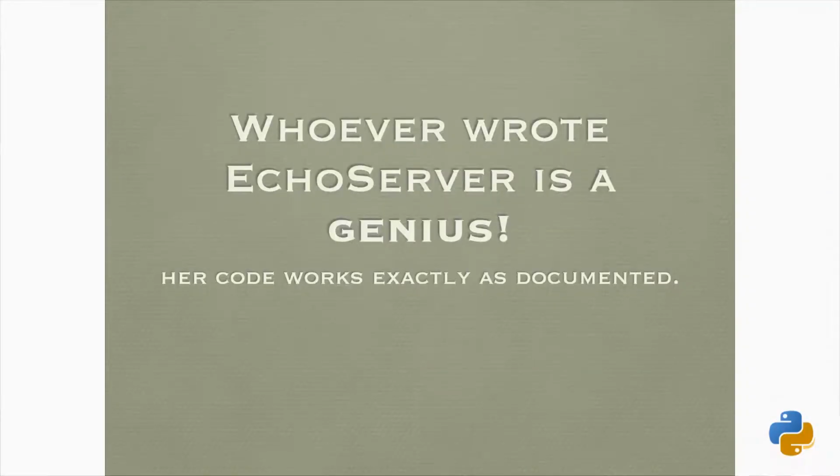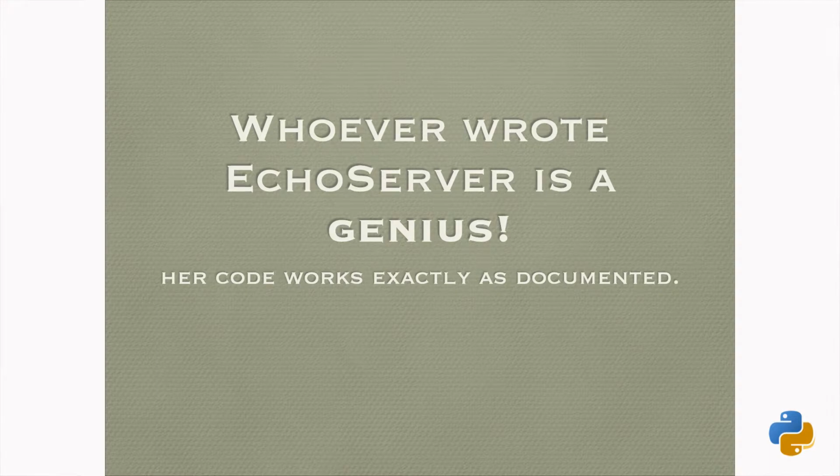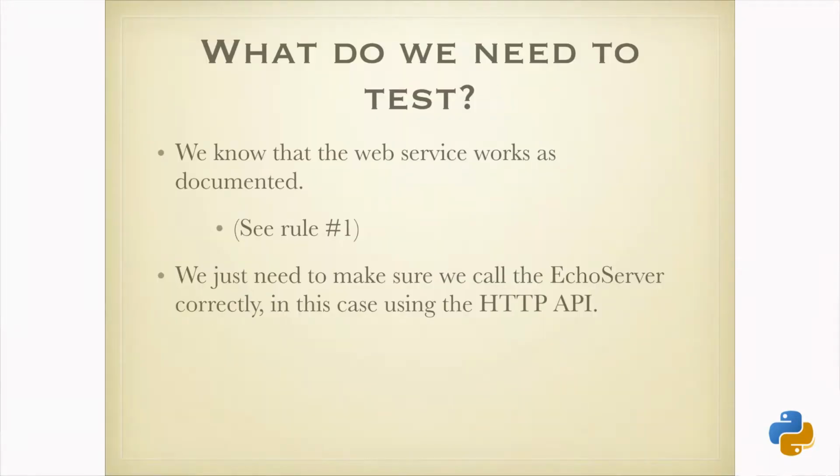So how do we test this? Well, let's remember, first of all, whoever our Echo server developer is, a genius, his or her code works exactly as documented, so we do not want to test it. So what do we need to test? Well, we know the Echo server should work as documented. See rule number 1 of unit testing.